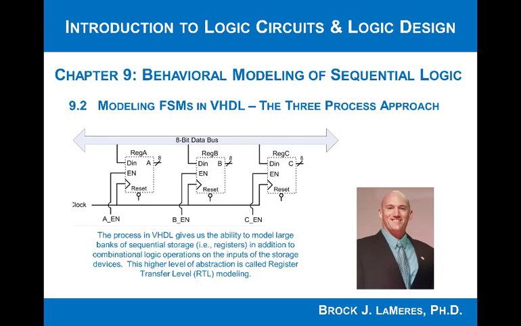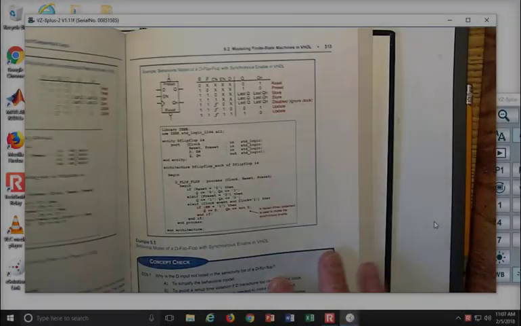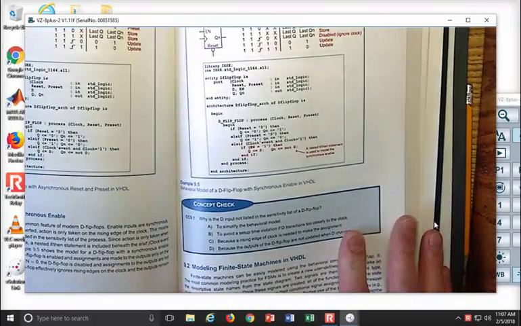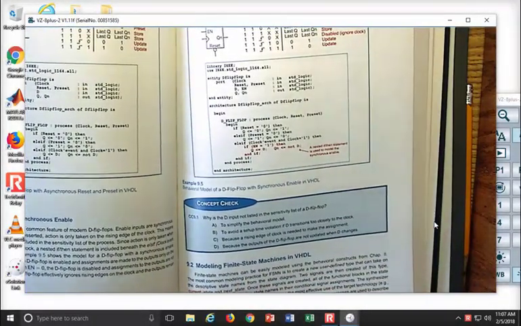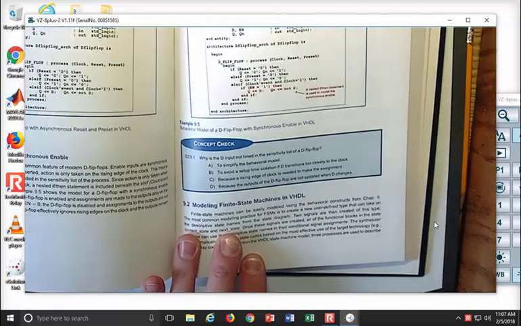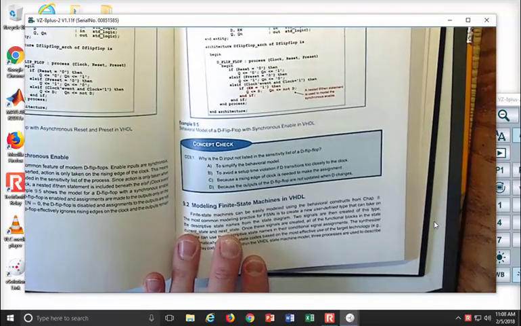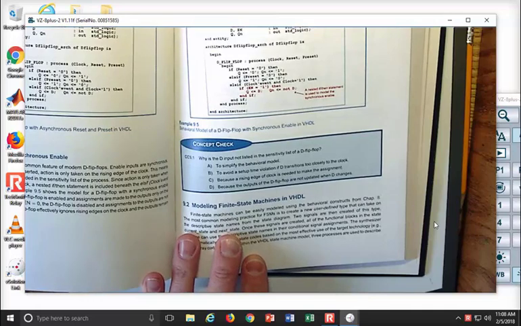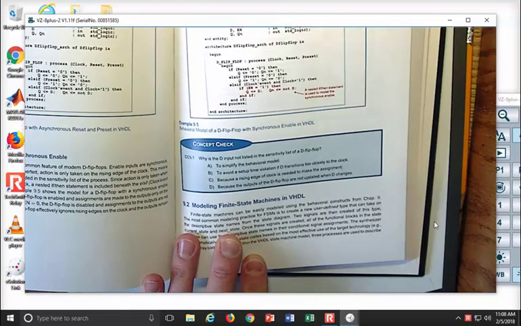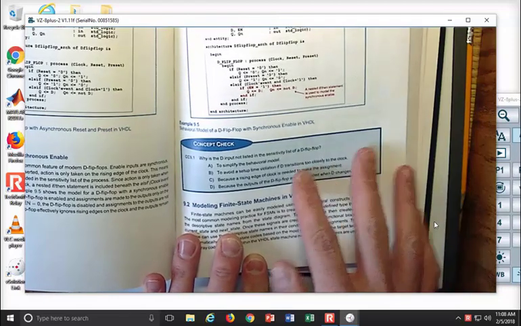Now we turn our attention to modeling finite state machines. So the first thing that we want to do is look at section 9.2 in the book and look at how we are actually going to do this modeling. This section is about leading into how you write the VHDL to do a finite state machine, and it really takes us back to what a finite state machine is and the blocks that are used to create it.